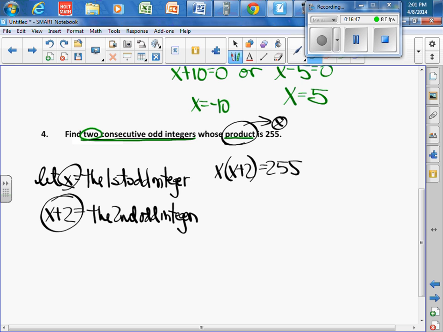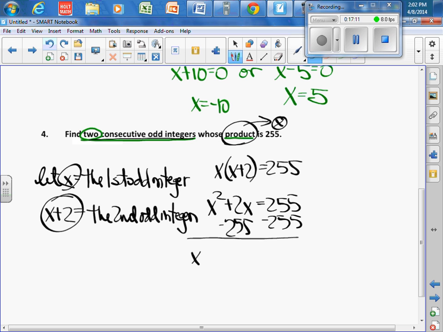And again, you have an equation. How do you solve an equation? Clear the parentheses. Distributive property, right? X squared plus 2x is equal to 255. Now you have a quadratic. So what do you do to solve a quadratic? Well, you need 0 on one side. So let's subtract the 255 from both sides.